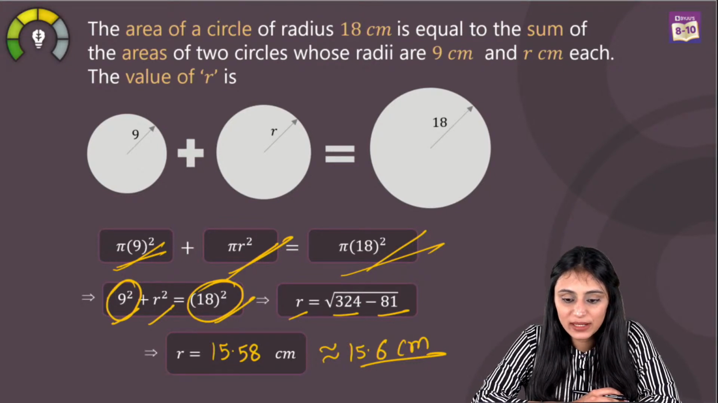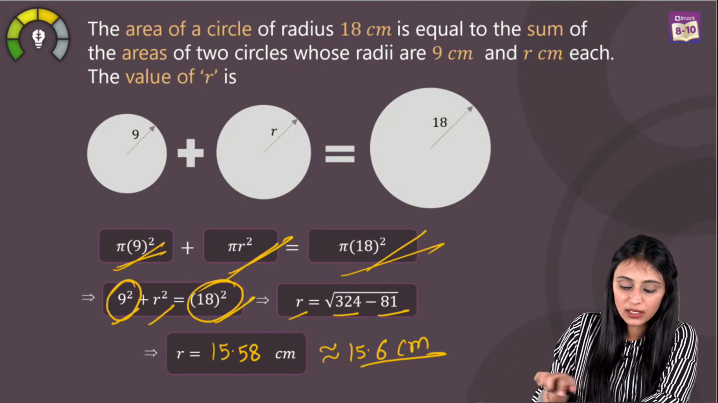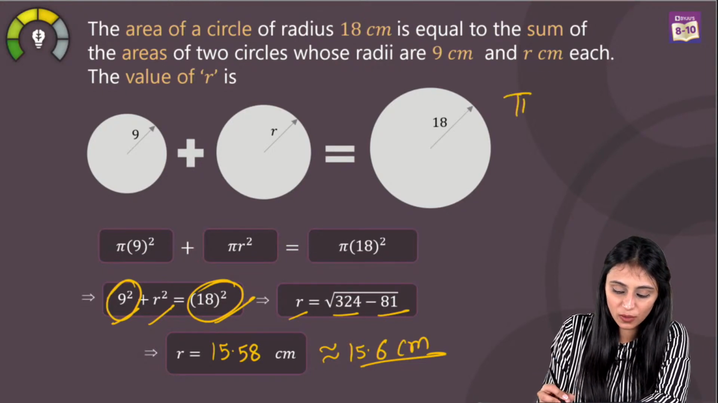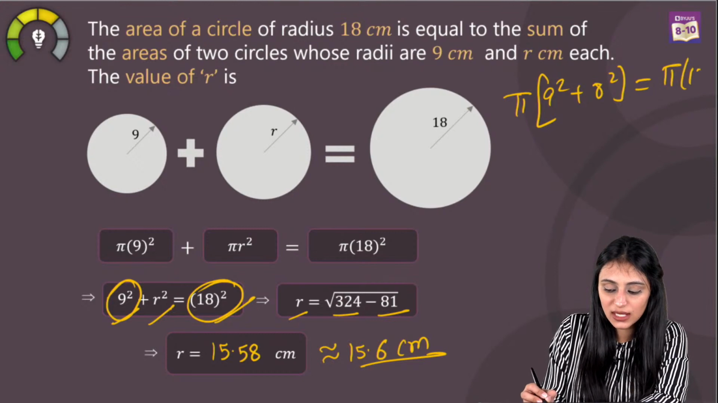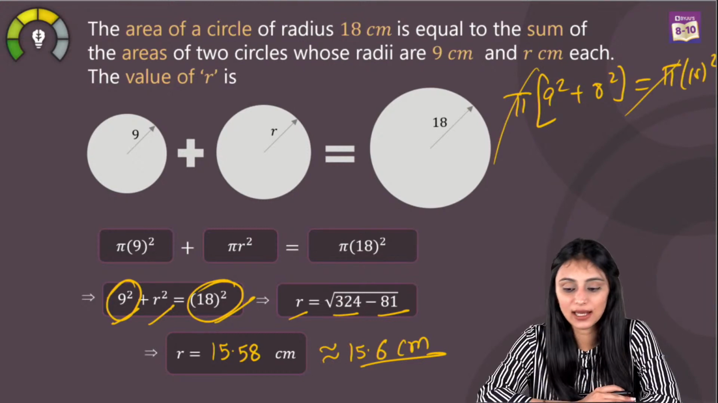15.6 is actually option B, Saksham. Okay, stay anonymous. You have a doubt, where did pi go? What I have done here is simply you can take pi common. From this side we have 9 square plus r square, that's equals to pi times 18 square. This pi and pi get cancelled out.